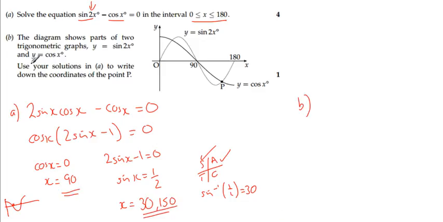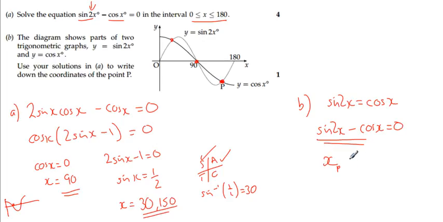And for part B, use your solutions in A to write down the coordinate of point P. Well, first thing we're looking at is point P is a point of intersection between these two graphs, sine 2x and cos x. So when we make them equal to each other and go to solve them, what you need to notice is actually we've already solved this equation. We solved it here. So my three solutions are 30, 90, and 150. So that point there, that point of intersection must be 30. 90 is my second point of intersection, and that one's got to be 150. So the x coordinate of P is 150.